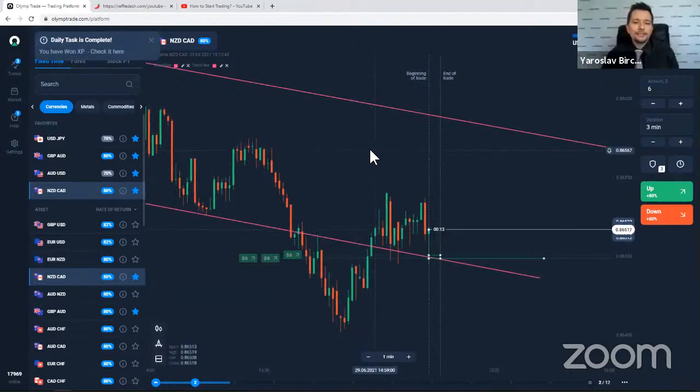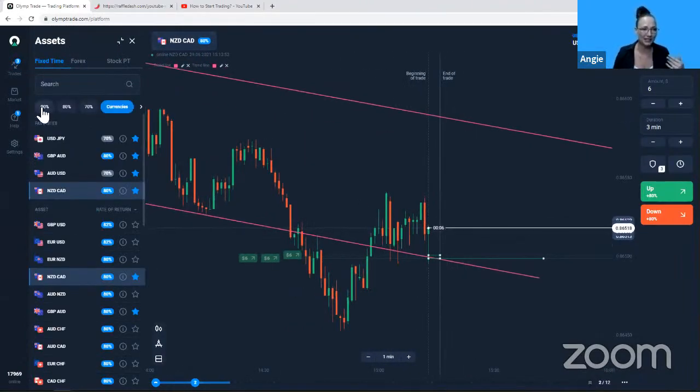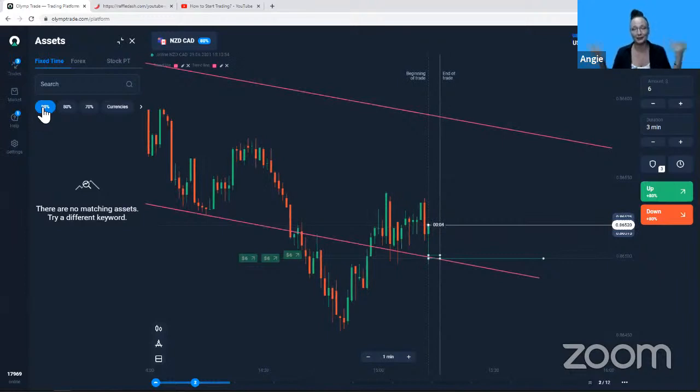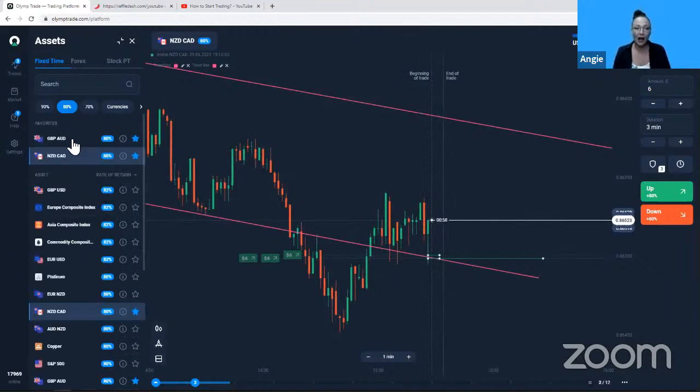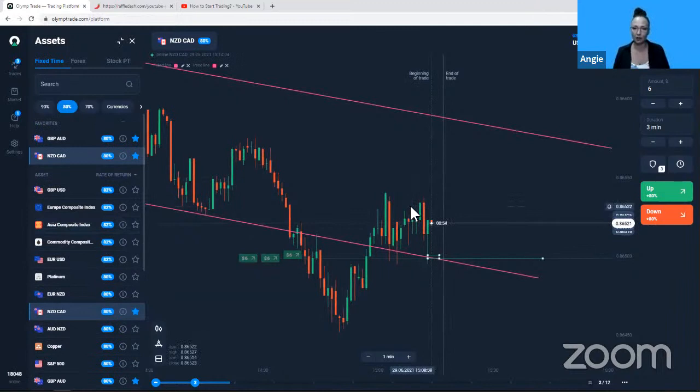That's awesome. Angie, what is your rate of return for that asset? Oh, yes. Let me just show you this right here. As you can see, in the 90%, since I'm a starter status, unfortunately, I don't have any assets that are 90% or above. I do have assets that are 80 and 82%, and this is normal for the starter status. And for the New Zealand dollar CAD, we opened with an 80% rate of return.